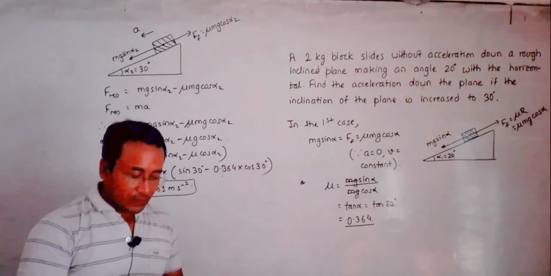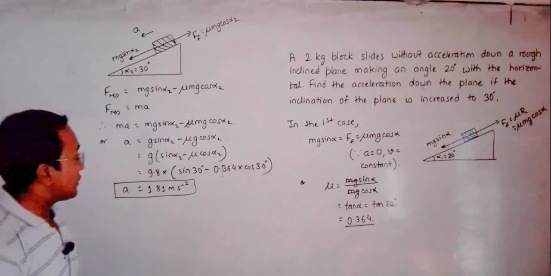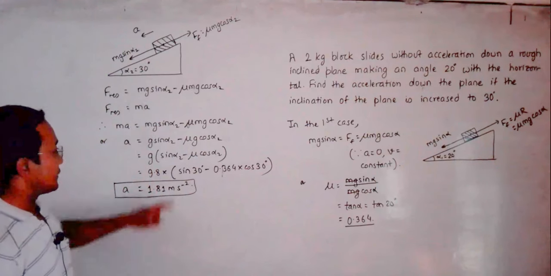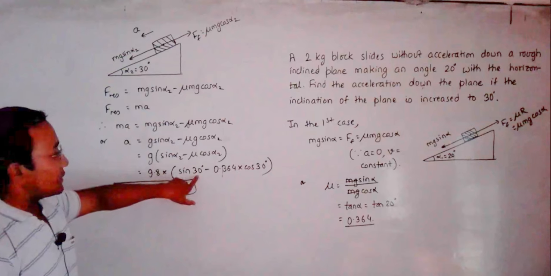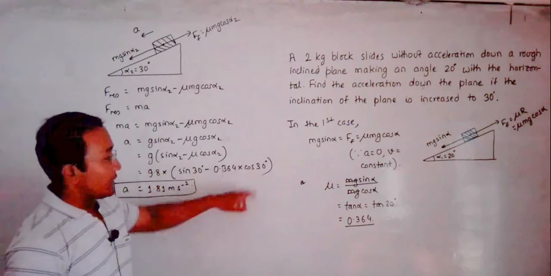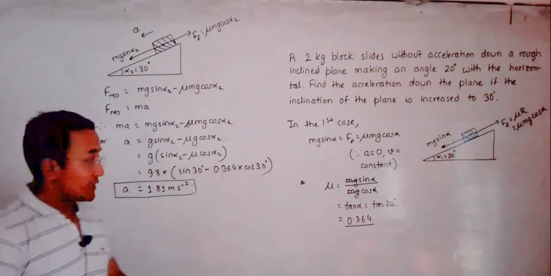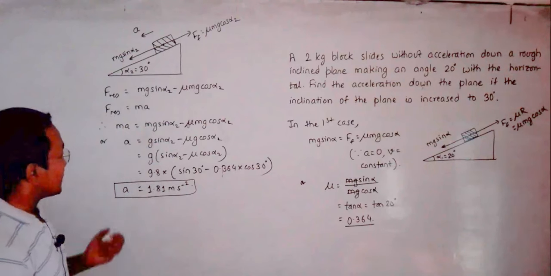If I increase the angle more and more, the value of acceleration will be different because of this. If the angle increases, the sine of the angle will increase, whereas the cos of the angle will go on decreasing. So that's why this value will go on increasing and increasing.